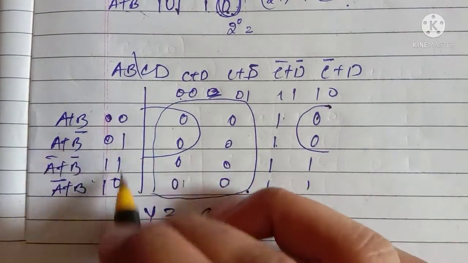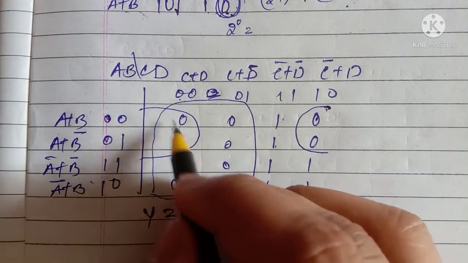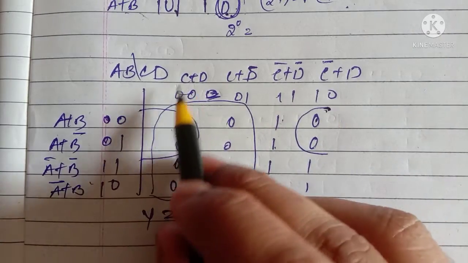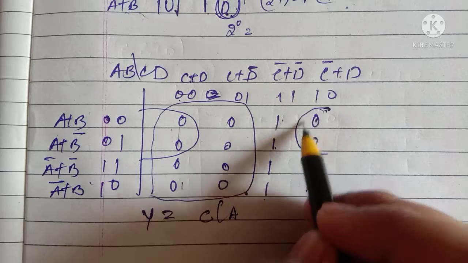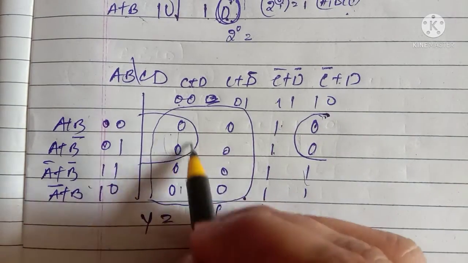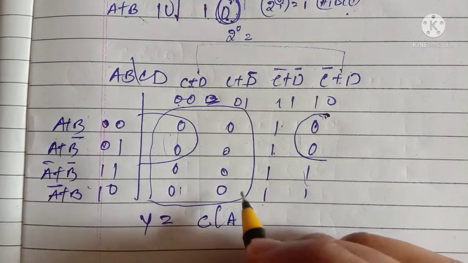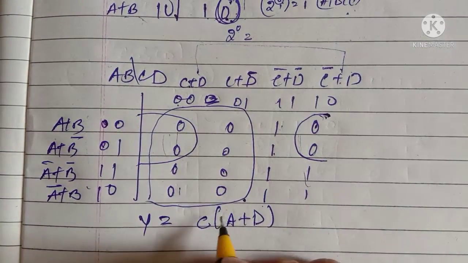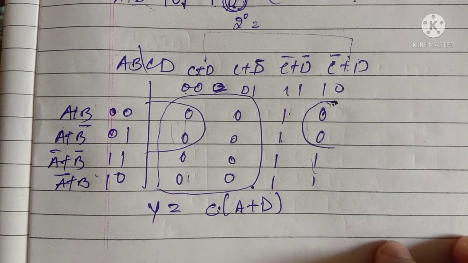Here there is nothing common. Here there is a common, and for this case there is a common. Yes, A is common, and for these 2 you just see those 2. This is the column we are talking about, and this is common, so we will go for this only. So A plus D. Understood? And we wrote in the POS form only. I think this much is clear for the POS.